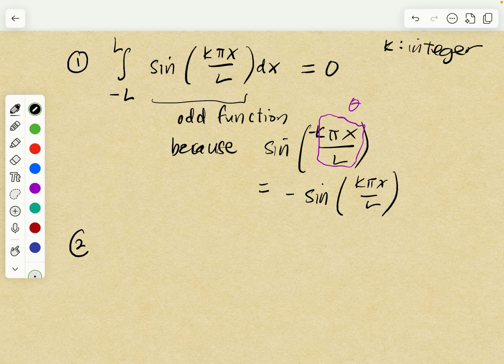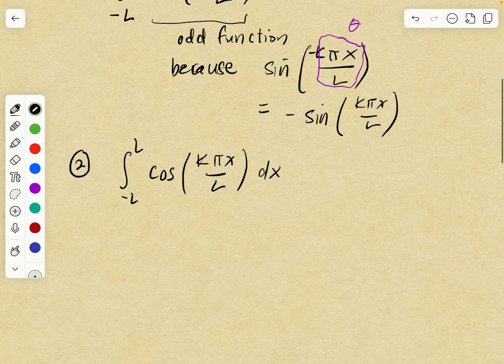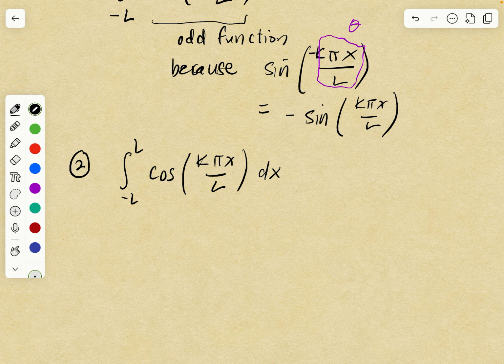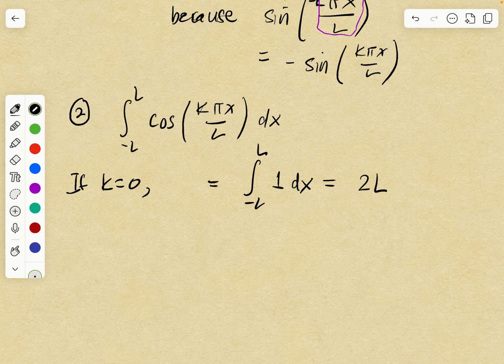Then the second integral is the integral from negative L to L of cosine of k pi x over L. Now there are actually two cases. If k is 0, then this is equal to the integral from negative L to L of cosine of 0. Well, cosine of 0 is 1. And so the integral is just 2L, because it's L minus negative L, which is 2L.